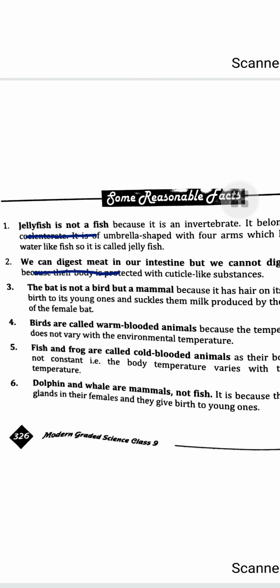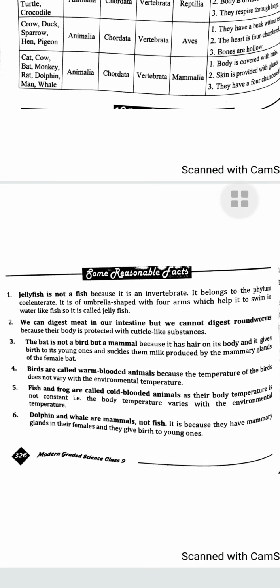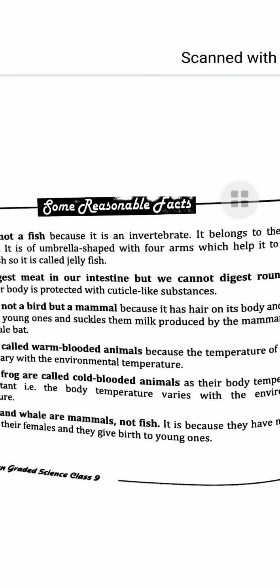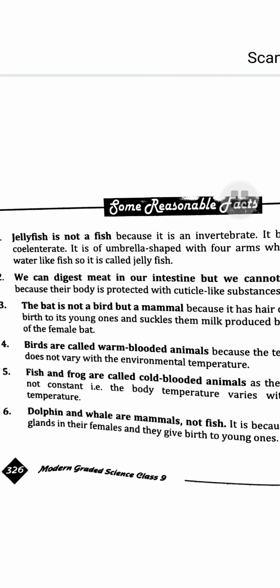Next one is, we can digest meat in our intestine, but cannot digest roundworms. Why? Why can't we digest roundworms? Because their body is covered by one cuticle, a very hard substance that cannot be digested.